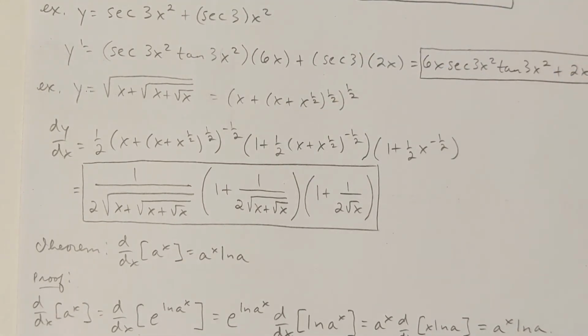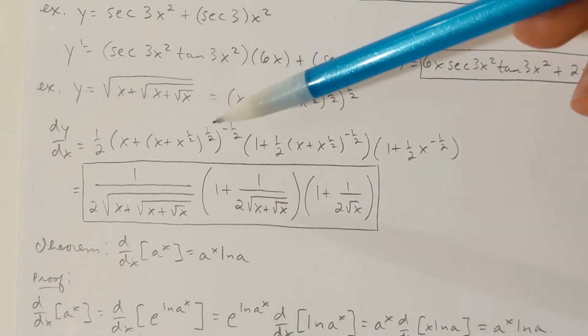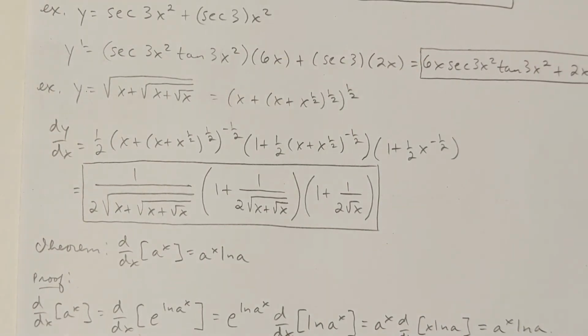Okay, so that's what I was saying before. Sometimes you might have one rule within another rule. Like in this problem, we are using a chain rule within a chain rule. That'll sometimes happen.